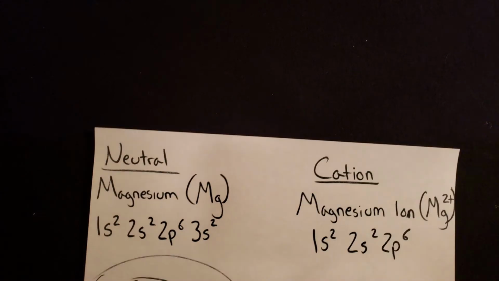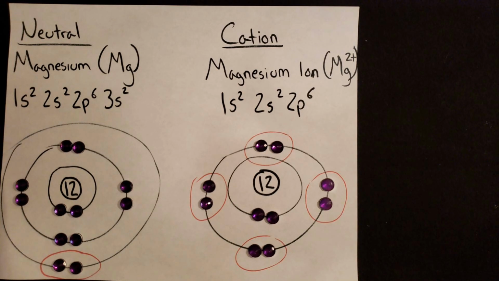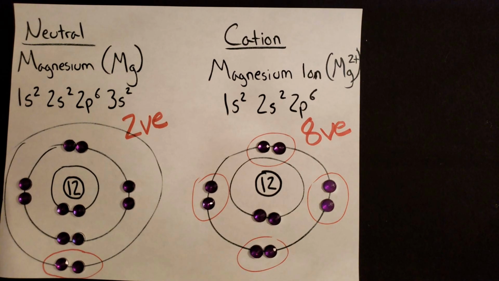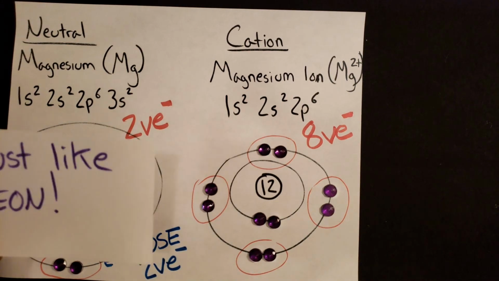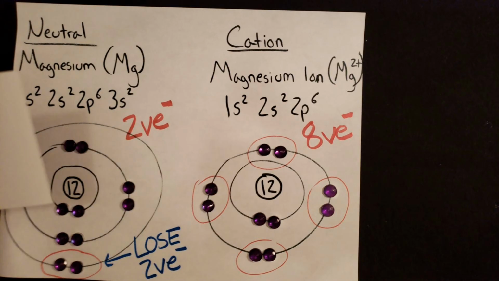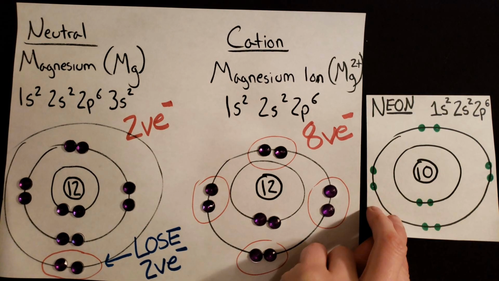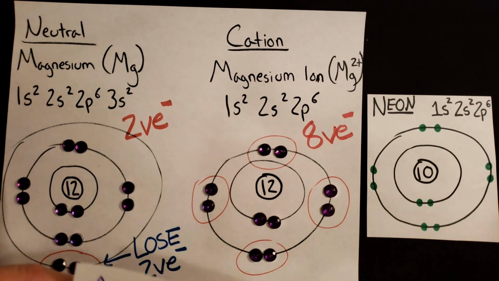Let's compare neutral magnesium with the cation of magnesium. They both have 12 protons because they're both magnesium, but their charges are different. And that's because neutral magnesium has 2 valence electrons, whereas the cation has 8. The reason why the cation has 8 is because we removed the 2 valence electrons in the neutral form, and that exposed or revealed the full shell of 8 valence electrons underneath. That made it look just like neon, which also has 8 valence electrons. Notice that the cation and neon have the same electron configuration because our ions want 8 valence electrons.